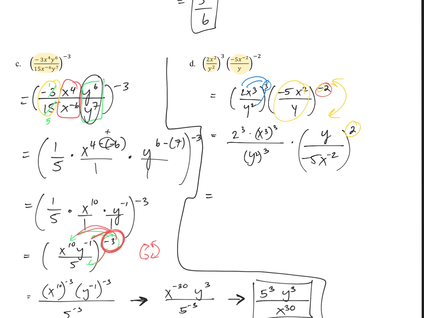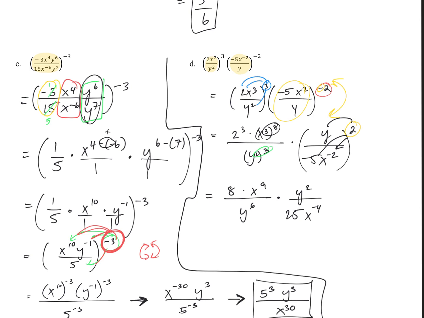Okay, so we have 2 to the 3rd power, which is 8, times, and power rule, so we have 3 times 3, that'll be x to the 9th power all over y to the, well, 2 times 3 is going to be 6, y to the 6. Times, and let's go ahead and distribute that 2 into all of the items. We get y squared all over, and we have the negative 5 squared, so that'll be 25, x to the negative 4.